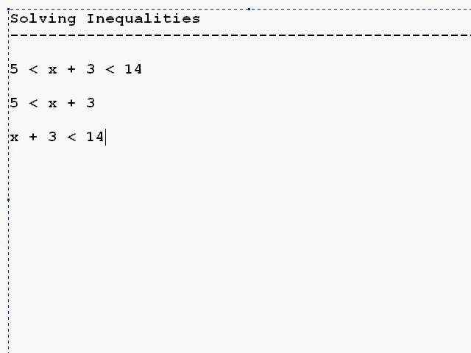So what we can do is, we still need to get x by itself, but instead of having a left and a right, we have a left, a right, and a center. So we need to subtract 3 on all three parts. And you see again, this is by itself, this is by itself, and this is by itself. Well, 5 minus 3 is 2. Then x plus 3 minus 3 just leaves x. And so x will be between 2 and 11. And that's all for solving inequalities.